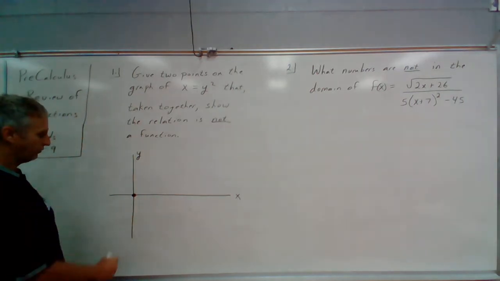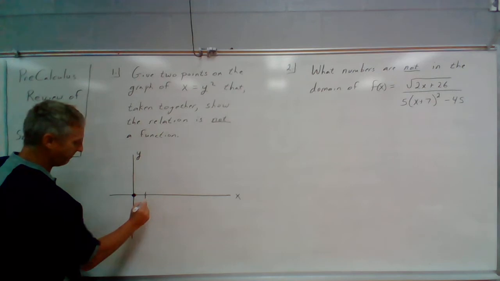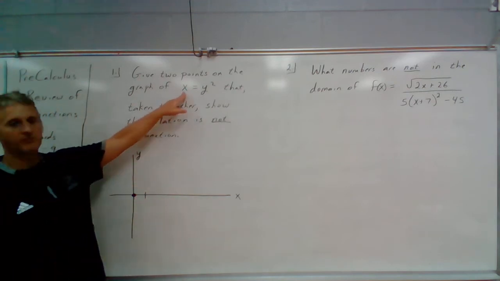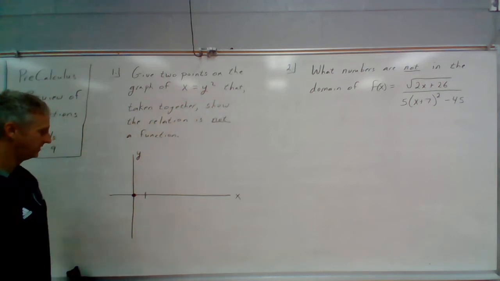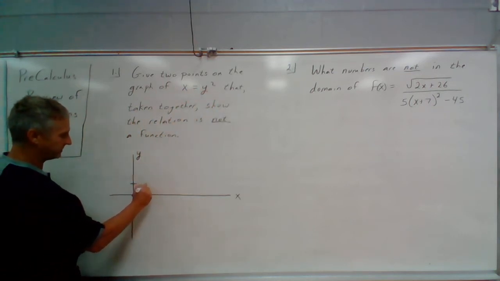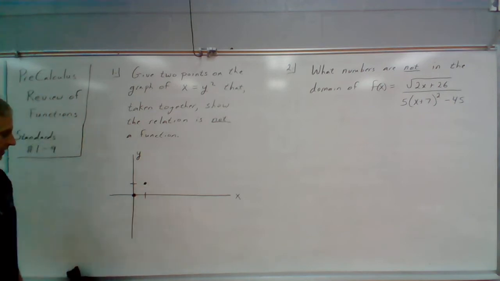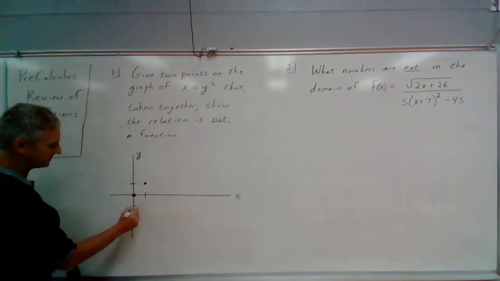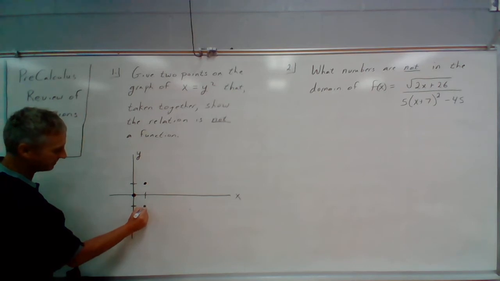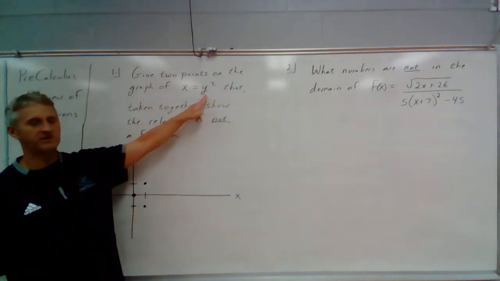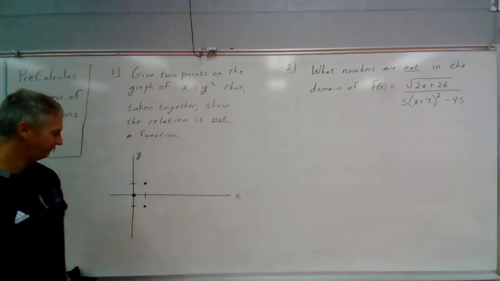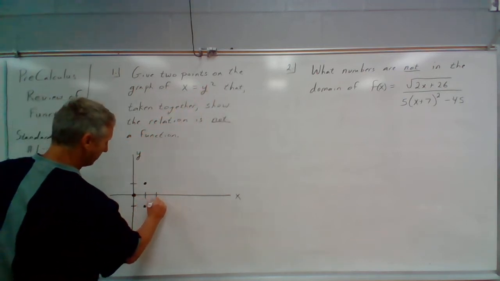Let's put in a 1 for the x. So if I put in a 1 for x, what will y have to be? Okay, so what number squared would give me 1? Well, 1 squared is 1, but negative 1 squared is also 1. So if x is 1, y could be 1 or negative 1. All right.